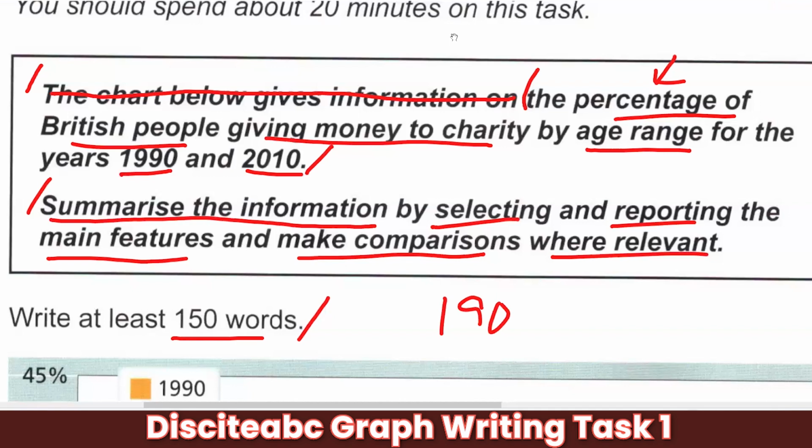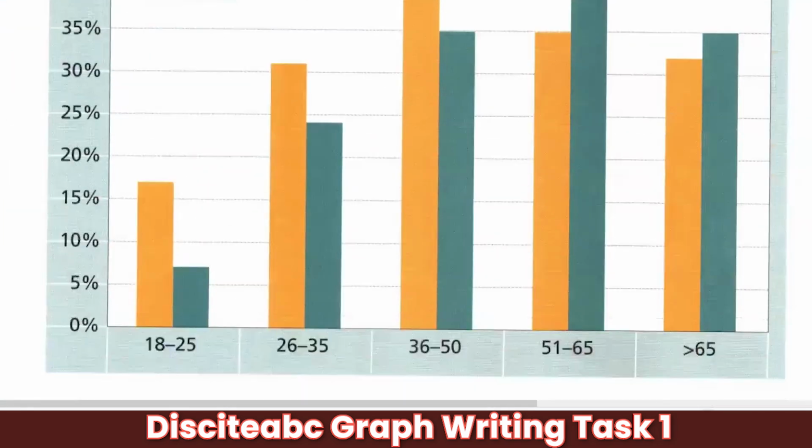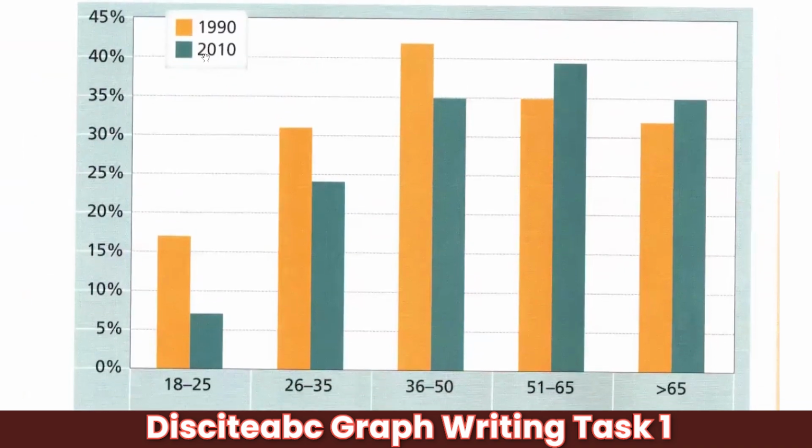So after that, once you've understood all the requirements, what you need to do is go to the graph and pay attention to what the graph is actually showing. So this is our graph, and if you pay attention, according to the legend, yellow color represents 1990 and green color represents 2010. On the left-hand side, we have the percentages of people who donated, from 0 to 45. We don't have exact values mostly, so we use approximation, like approximately, nearly, around, about, almost, slightly above, slightly below. We could also use those. At the bottom, we have the age groups.